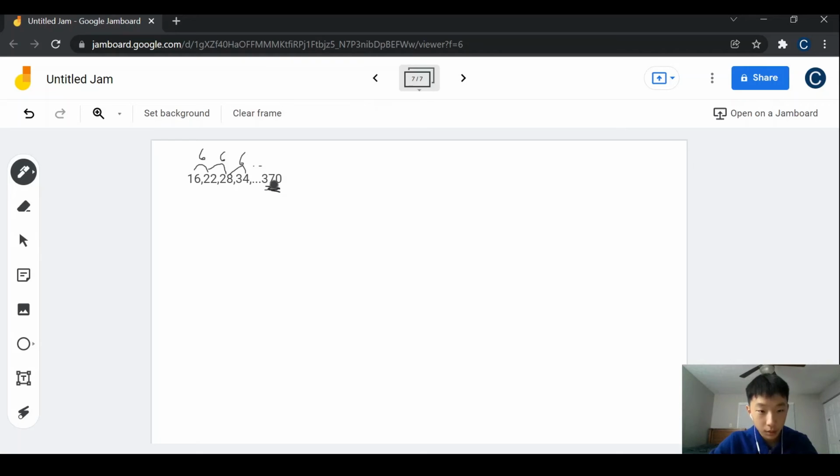So let's calculate the gap between 370 and 16, which is just subtraction. So 354, but that doesn't mean there are actually 354 gaps, because each gap is 6. So we divide by 6 to find that there are 59 total gaps, and then if we add 1 to it, that's 60.